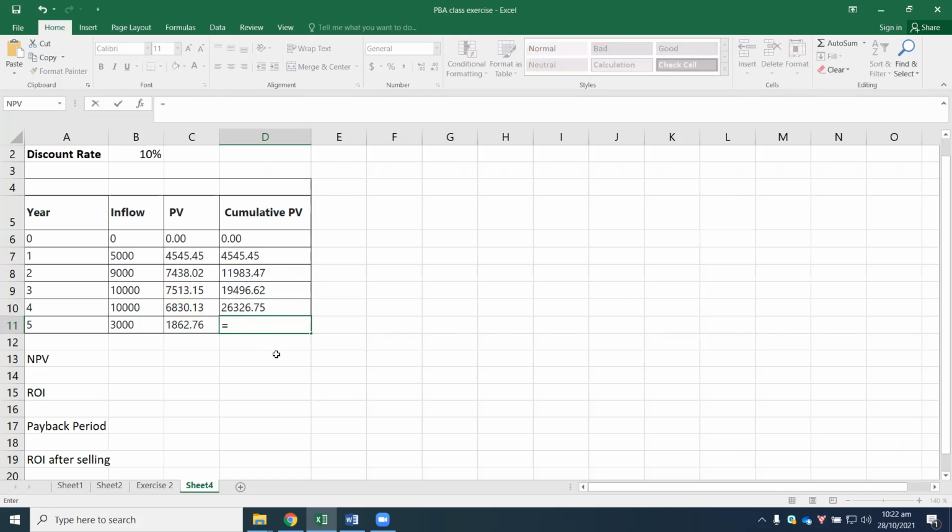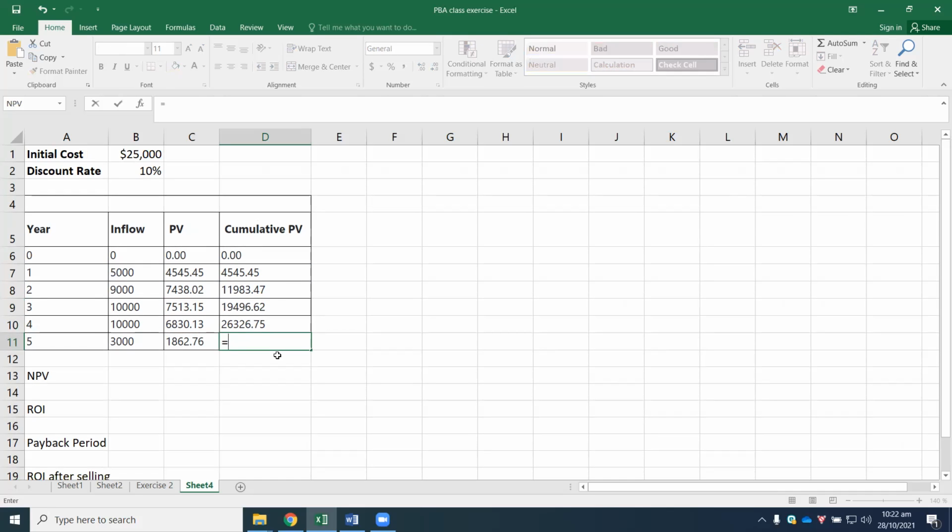And then finally, to find the cumulative present value for year five, you have the cumulative present value for year four plus the present value for year five, which gives your value as such. So this is your very final figure. That means this is the total benefits that would be derived from the entire investment of the information system. Now, are there any queries, or do you have a different answer?